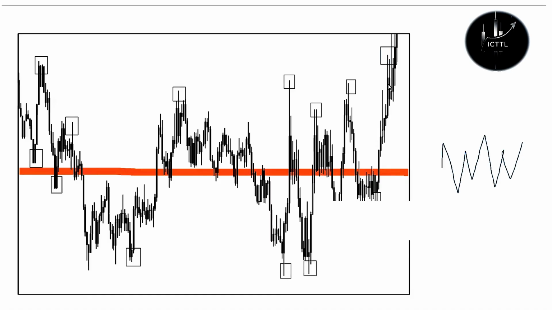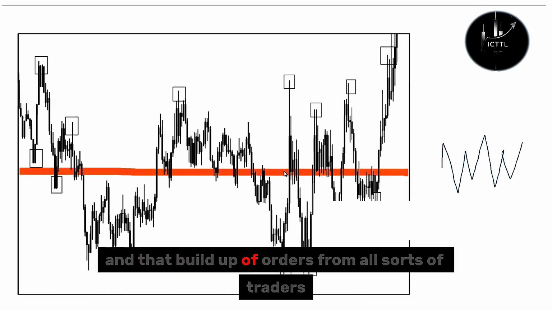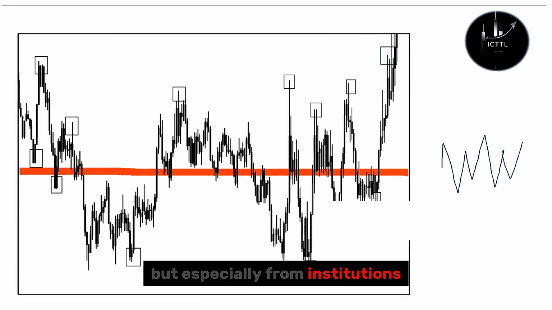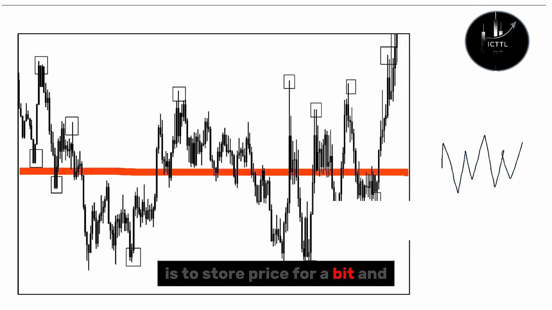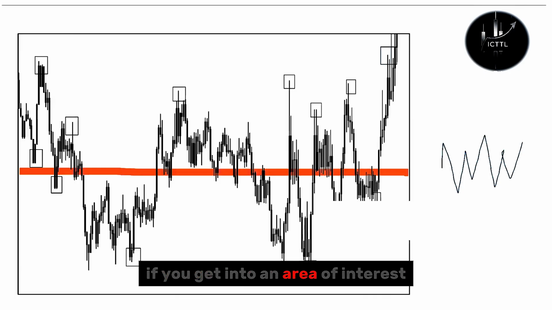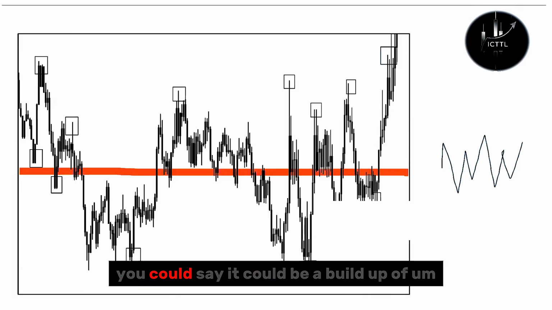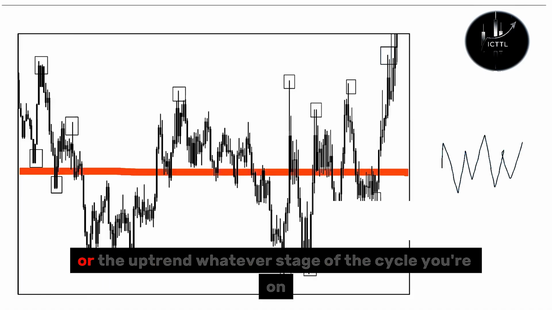And that's exactly what a consolidation is for. It's for that build-up of liquidity and that build-up of orders from all sorts of traders, but especially from institutions. Usually what consolidations are there for is to stall price for a bit. And there's different types of consolidations. If you get into an area of interest and you're consolidating, it could be a build-up of orders to take you down onto the downtrend or the uptrend, whatever stage of the cycle you're on.